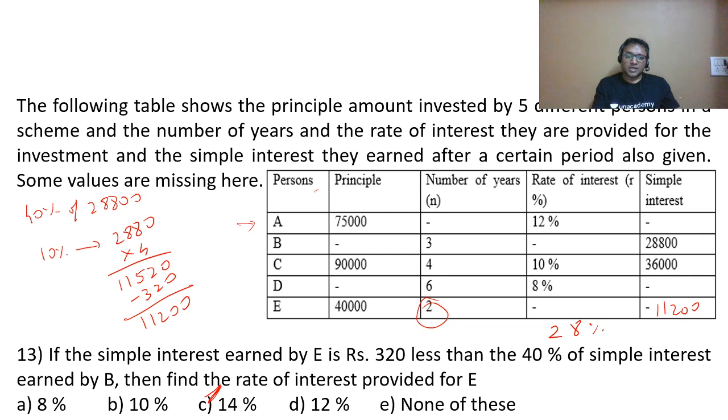Okay, 28% interest, 2 years. So 2 years means every year it will be 14% interest. So 14 will be the answer.